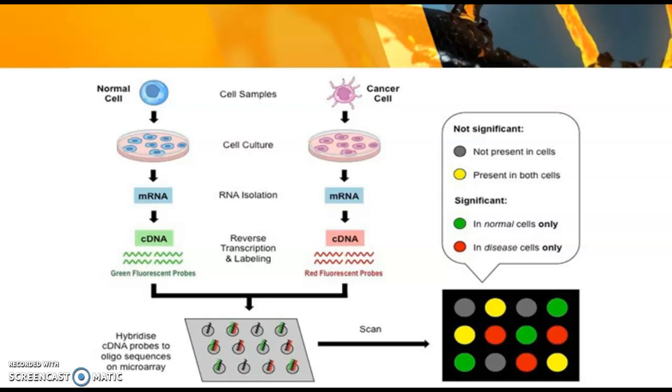So from this experiment, you will be able to distinguish between the types of genes that are upregulated or present in a cancer cell versus a normal cell. From this you would know which genes cause cancer and which do not cause cancer. And you would know which genes are present in a cancer cell basically.